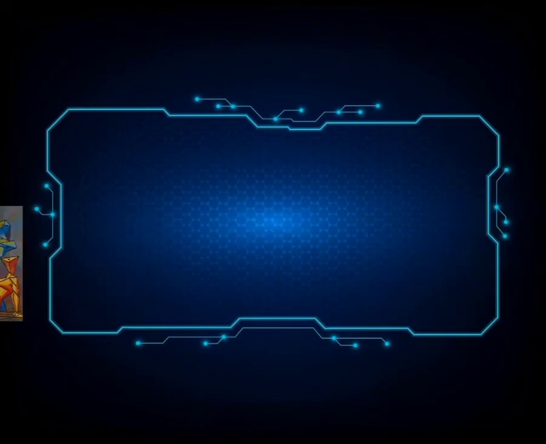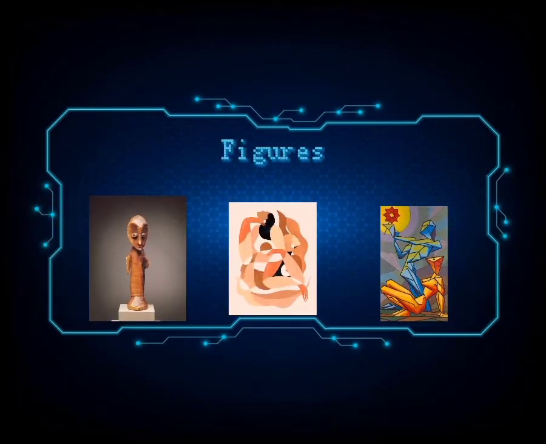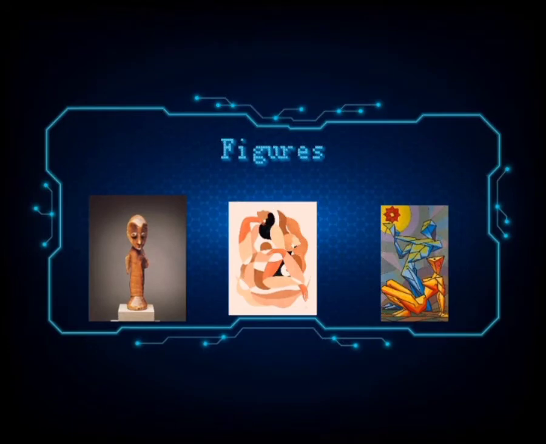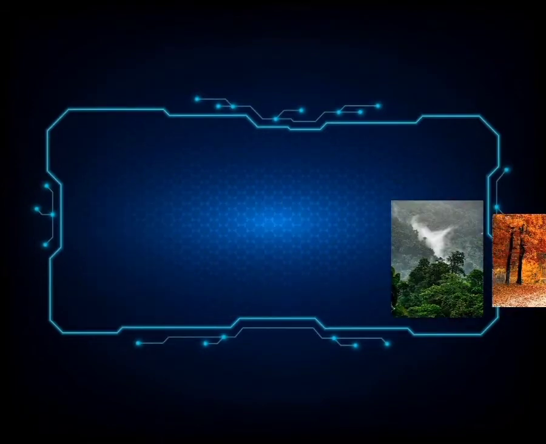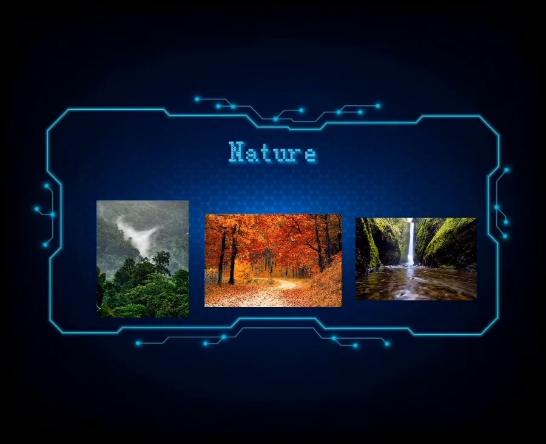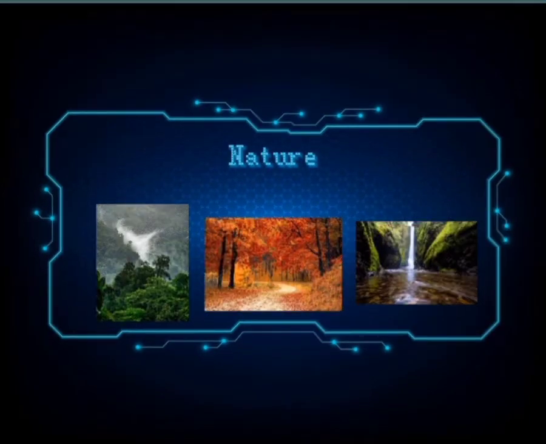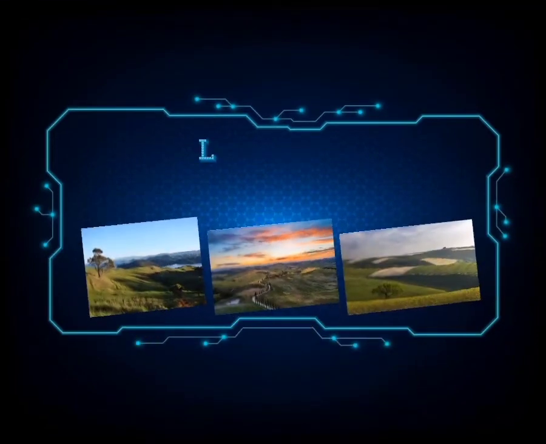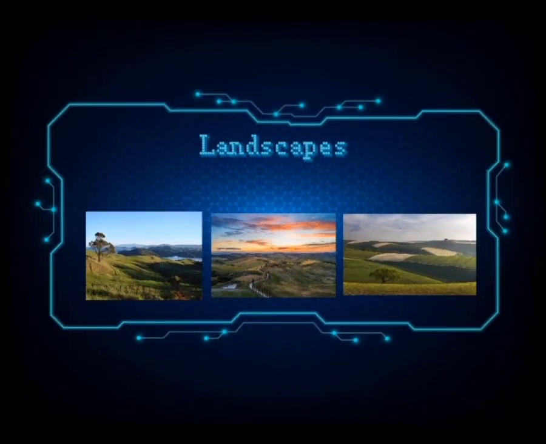Animals. Figures, a representation in painting or sculpture, especially of the human form. Nature, the physical world and everything in it, such as plants, animals, mountains, oceans, stars, and etc. Landscapes. A landscape is the visible features of an area of land, its landforms, and how they integrate with natural or man-made features.